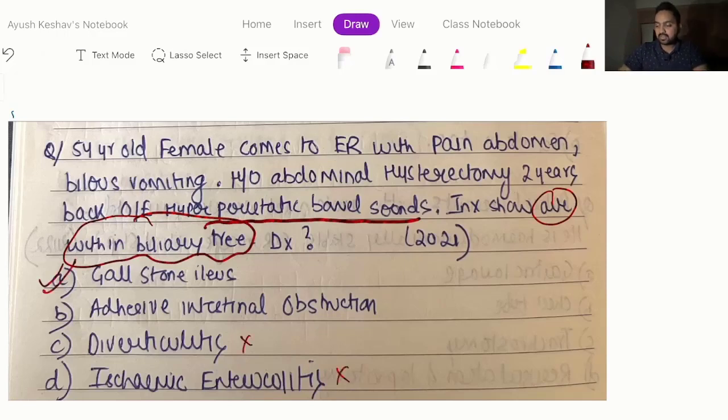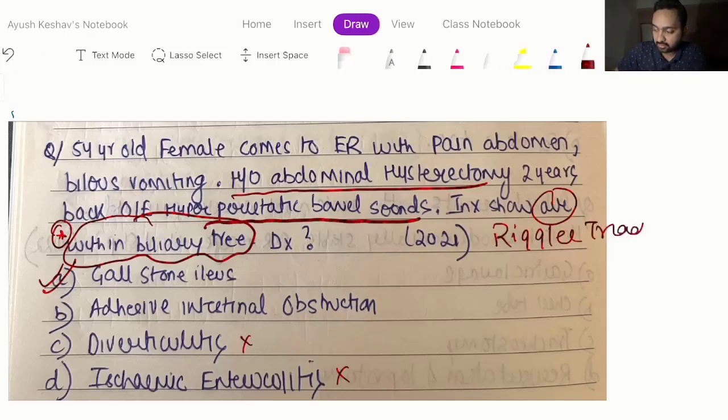Now diverticulitis and ischemic enterocolitis are absolutely ruled out as there are no symptoms suggestive of them. Adhesive intestinal obstruction could have been a possibility with the history of abdominal hysterectomy. But if you look at the other points given in the question, which show air within the biliary tree, this would not be classically seen in adhesive intestinal obstruction. So they are basically talking about the Rigler triad, which is classical for gallstone ileus.